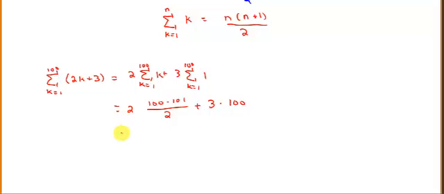And so this is going to be, well, the 2's will cancel. I'll have 100 times 101, so that would be 10100 plus 300, and that's going to be 10400. And so that would be my sum. Notice we don't have to add up all those terms. It's pretty easy to do. Just apply those formulas.